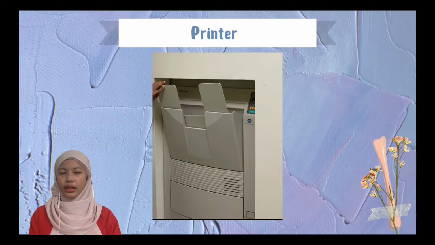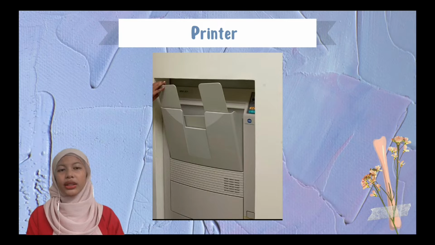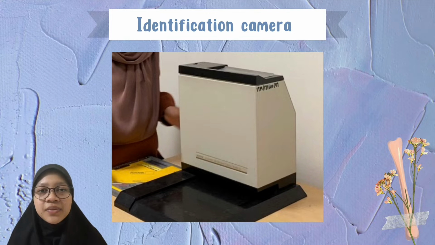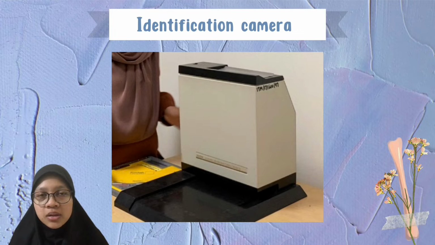Next, what is the use of the printer? The printer is used to print the radiographic image on the films. Next is the identification camera. The identification camera is used to print out the patient's name and also the patient's ID onto the X-ray film. This will help the radiographer to identify whose X-ray film it belongs to.